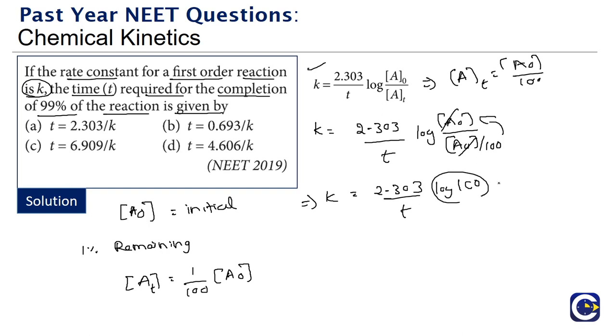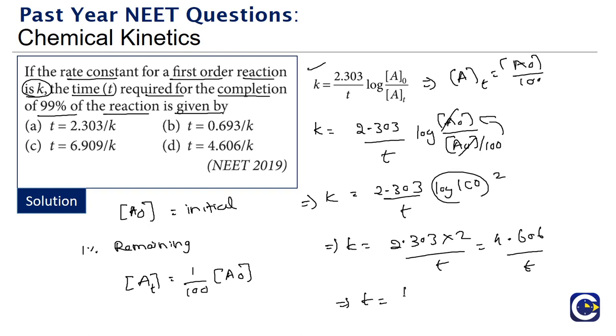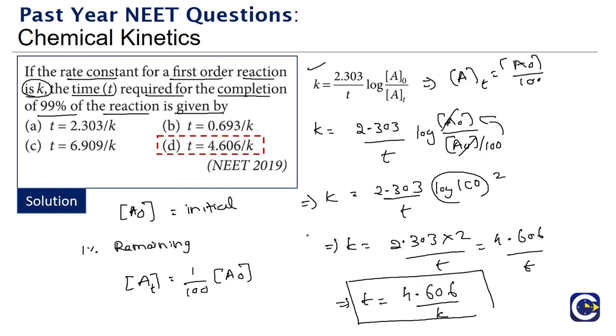Now log 100 will be 2, so K will be equal to 2.303 into 2 divided by T. 2.303 into 2 will be 4.606. Now T is what we are looking for, so on rearranging, T will be equal to 4.606 divided by K. So this is the time required for 99% completion of the reaction. So the correct answer is option D.